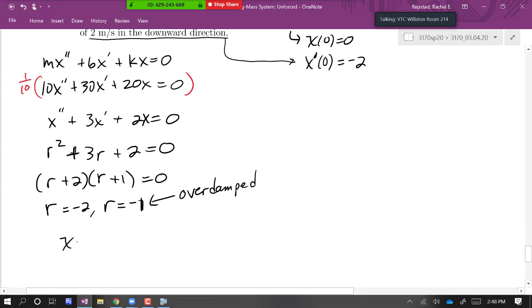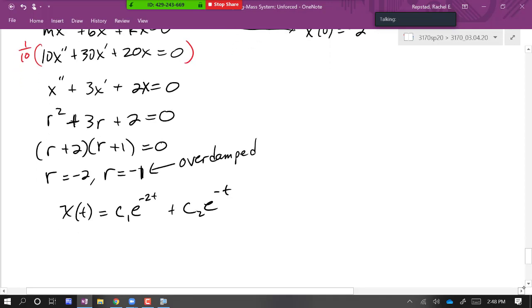And we start off with some constant c1 e to the negative 2t plus some constant c2 e to the negative t. We're going to find the derivative and then use our initial conditions to figure out our actual solution. So minus 2 c1 e to the negative 2t minus c2 e to the negative t. We'll use our initial conditions here.